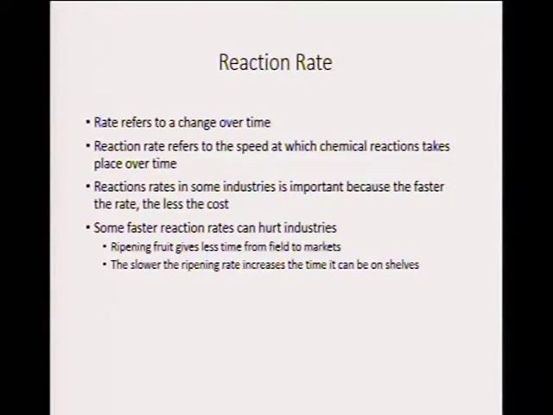Reaction rate in some industries is important because the faster the rate, the less the cost. Some faster reactions can hurt industry. Example, ripening fruit. If you are selling tomatoes and they are ripening very fast, you might make a loss, because then they will not last long on the shelves. Fruits and vegetables depend on their shelf life. So if they ripen too fast, it will make a loss.